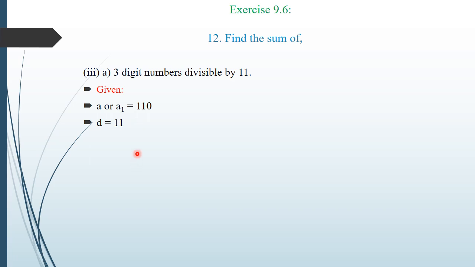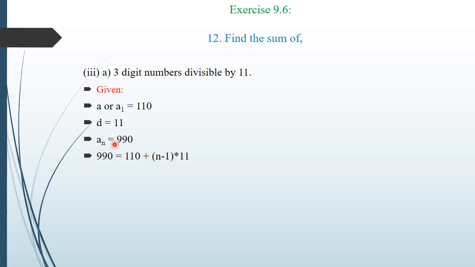Now I need to find which is the last term that is divisible by 11, which is 3-digit. So the last 3-digit number divisible by 11 will be 990. We can verify this. I can take it as 11 into 90, that will give me 990. If I take 11 into 91, that will be 1001, that will be the 4-digit number. Therefore, we need just 3-digit number. So 990 will be the last number here.